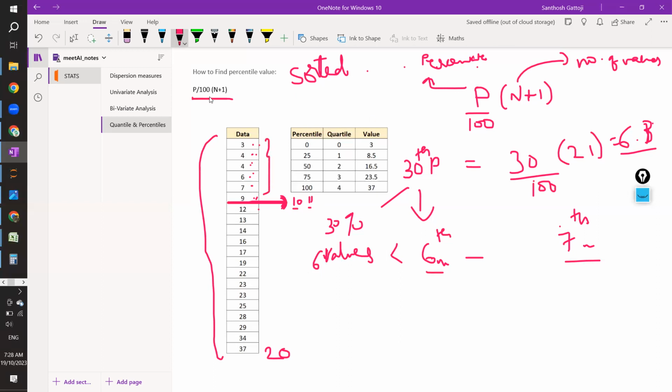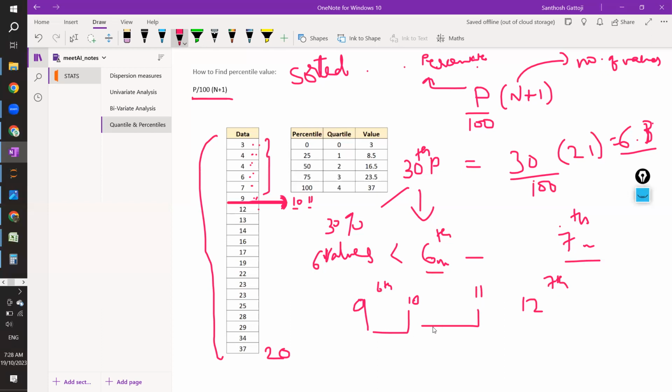This p by 100 into n plus 1 will give you the value. You can actually calculate, guys. See, 9 is the 6th number, correct? 9 is the 6th number, and 12 is the 7th number, correct? Now, how many values are there in between? You will have 9 to 10, correct? And 10 to 11 you have, correct?